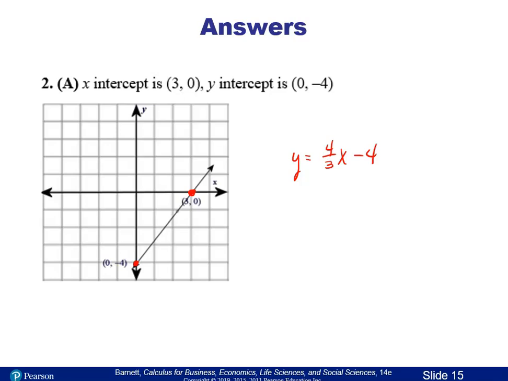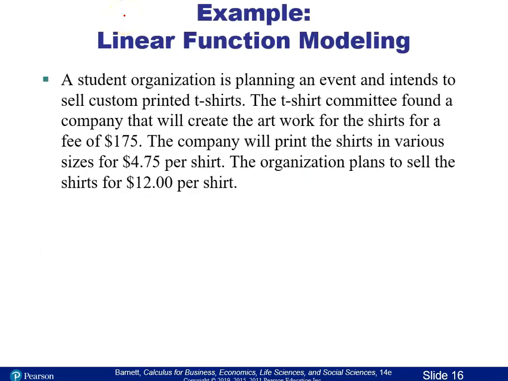Okay, so kind of applying the linear function modeling to a business example. We have a student organization is planning an event and intends to sell custom printed t-shirts. The t-shirt committee found a company that will create the artwork for the shirts for a fee of $175. The company will print the shirts in various sizes for $4.75 per shirt. The organization plans to sell the shirts for $12 per shirt.